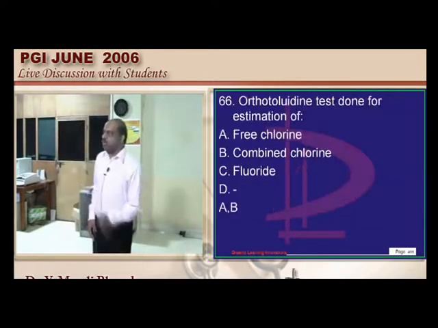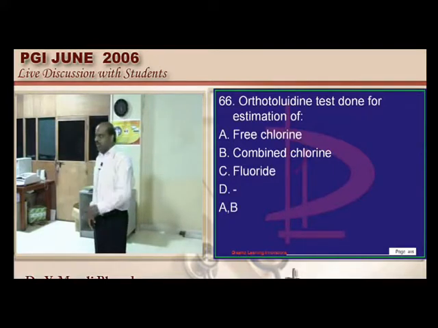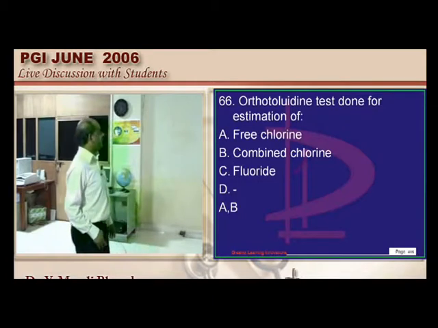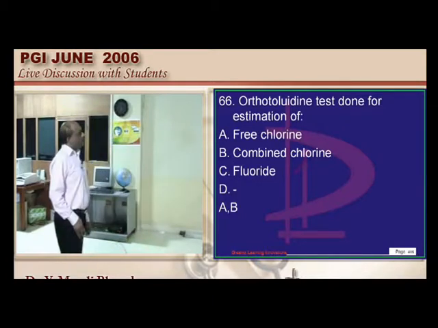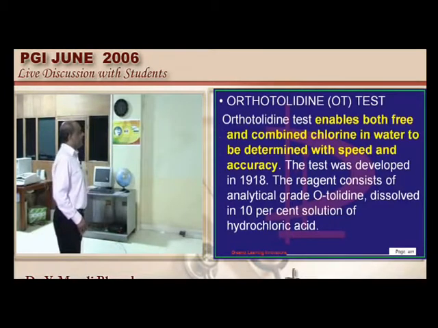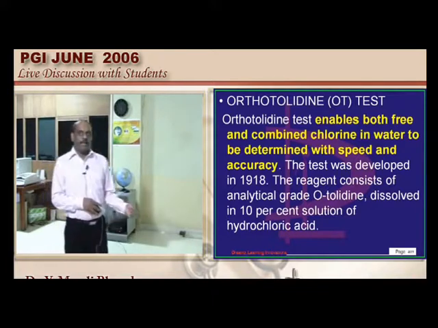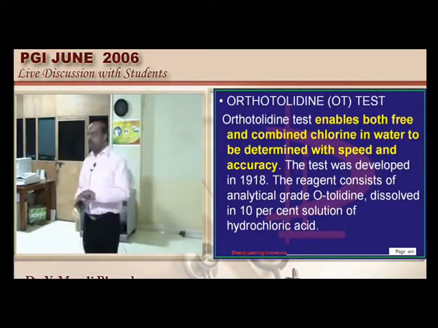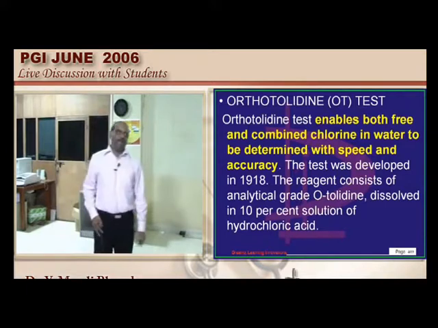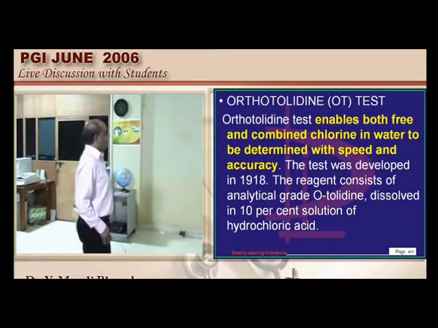Then what is the orthotoluidine test and the orthotoluidine arsenite test? They are two different things to make life a little difficult. Both the free and combined chlorine are the ones estimated by the orthotoluidine test, not one alone, is what has to be remembered. And there is a modification called the arsenite test, and in orthotoluidine arsenite you can separately calculate both the free and the combined chlorine levels.